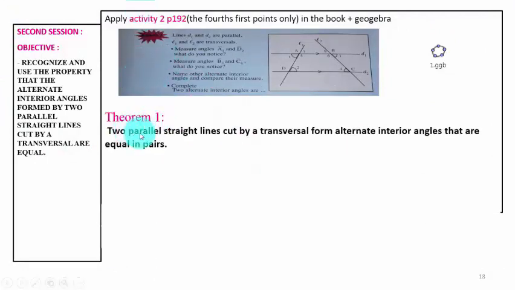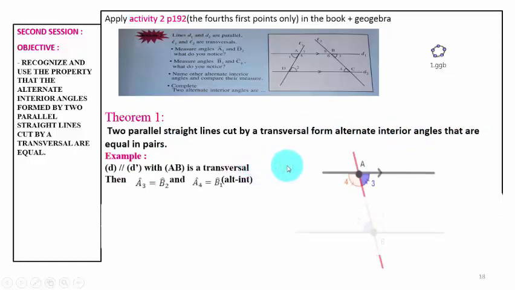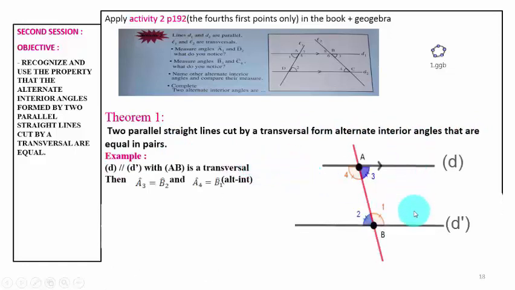Theorem 1. Two parallel straight lines cut by a transversal form alternate interior angles that are equal in pairs. For example, in this figure, line D and D prime are parallel to each other. Then we can say that angle A4 equals angle B1, alternate interior angles, and angle A3 equals angle B2, alternate interior angles.